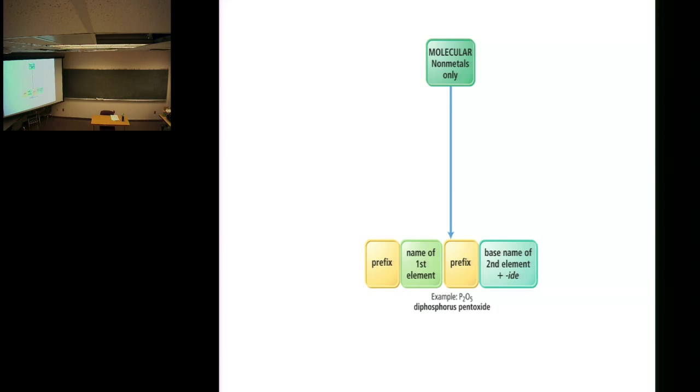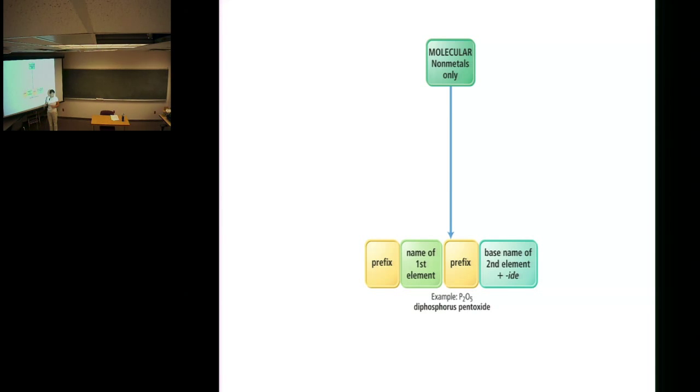So that's it. This is the flow chart. Name it with a prefix, say the element, another prefix, and then end in "ide." So for example, P2O5, that would be P2, so that's what? 2 is di. So diphosphorus, because that's phosphorus. And then you got an O5. So that would penta's what? 5 is penta, right? And then O is oxide, so it's diphosphorus pentoxide.